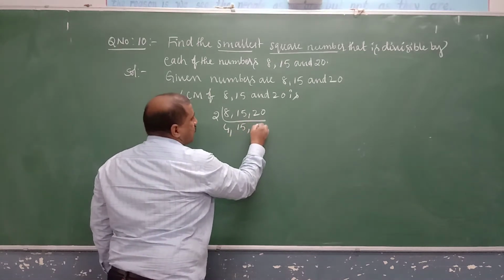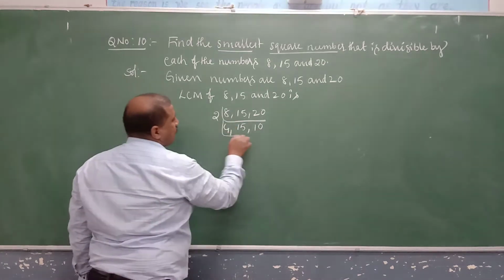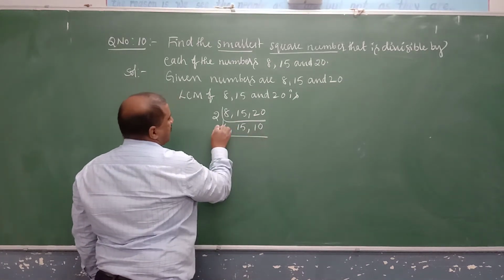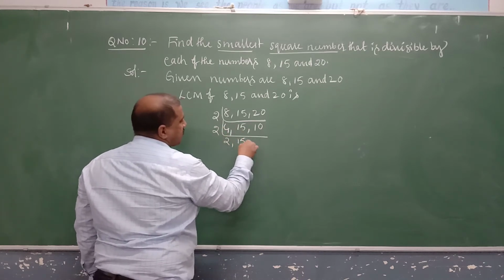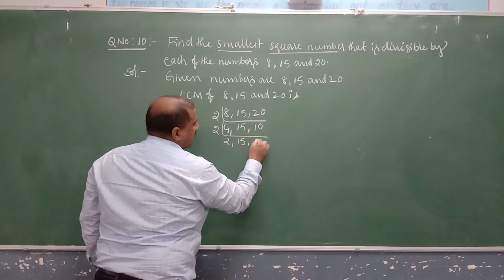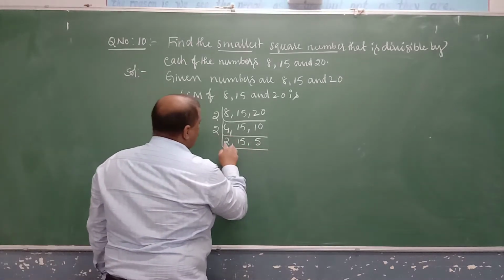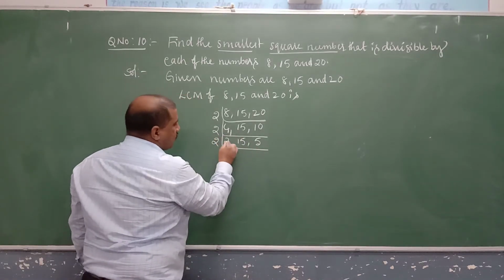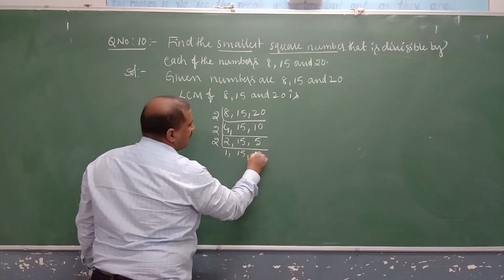2 1s are 2. 2 zeros are 0. Remainder is 0. Next 4 and 10 both are even numbers. So 2 2s are 4. 15 is not divisible. So write 15 as it is. Then 10 is there. 2 5s are 10. 10 minus 10 it is 0. Again 2 is there. Here we have divided with 2. 2 1s are 2. 15 is not divisible and it is 5.